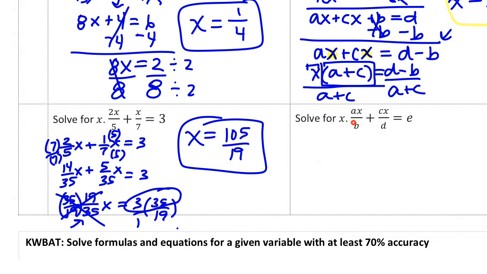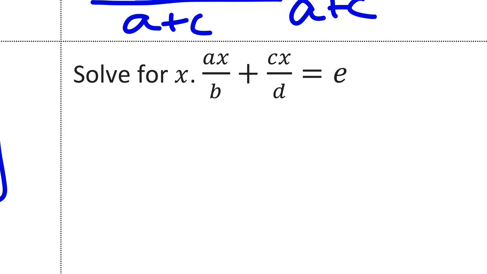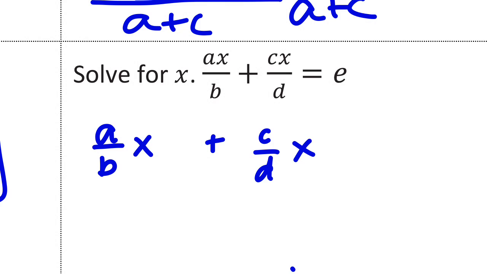What do you think I'm going to do with these two denominators? I'm going to multiply them. So even if I don't know what they equal, I should know how to write that I'm multiplying them. So I'm going to write ax over b. Actually, I'm going to change that. I'm going to write a over bx plus c over dx.